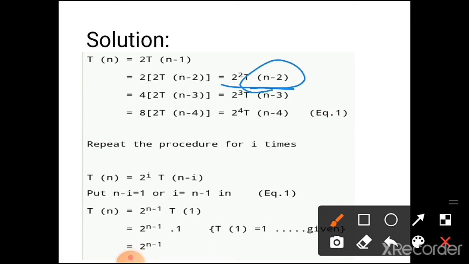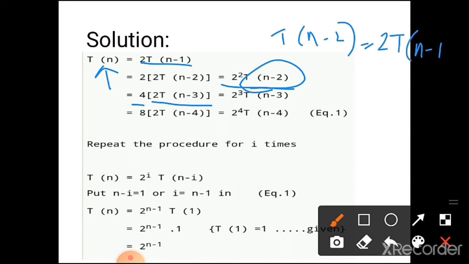What is t(n minus 2)? Substitute here instead of n minus 2. What will be the result? Here 2 raised to 2 is 4. Then t(n minus 2) is 2t(n minus 3). How will we get it? t of n minus 2 is equal to, substituting here, 2t(n minus 2 minus 1), that is 2t(n minus 3).